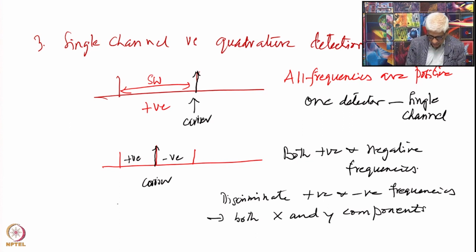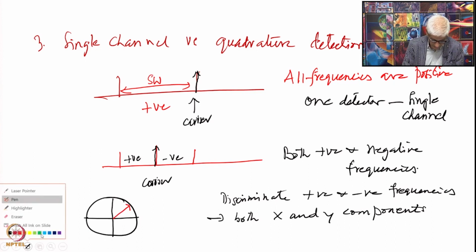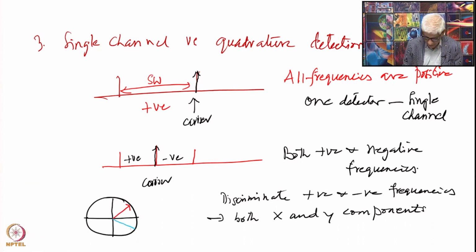Why is it so? Let me draw that here. What is the meaning of positive and negative components? Positive components mean they go in this direction, and negative components mean they come in this direction. So this will go like this, and this will go like this. So these are positive and negative frequencies, right.